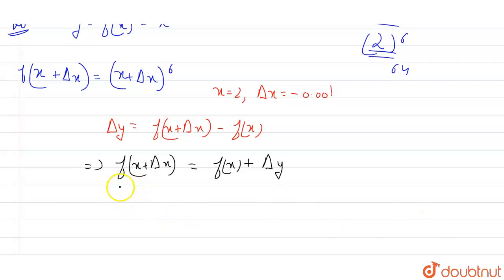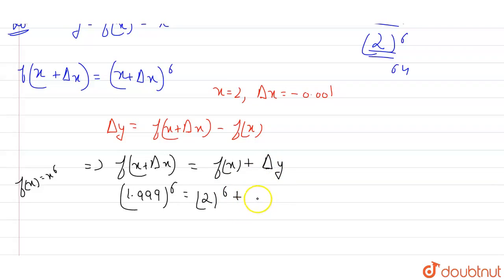Do we know the value of f(x plus delta x)? Since our f(x) is x to the power 6, if we put the value of x as 2 and delta x as minus 0.001, it will become 1.999. This will become 1.999 to the power 6, and f(x) will be 2 to the power of 6. And delta y, do we know the value of delta y?